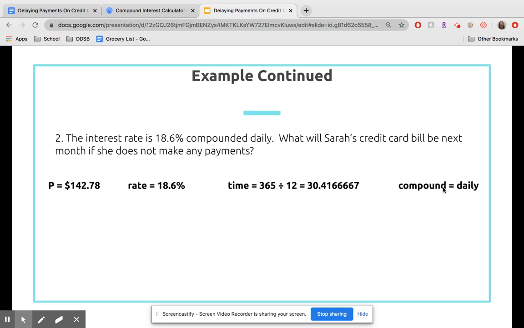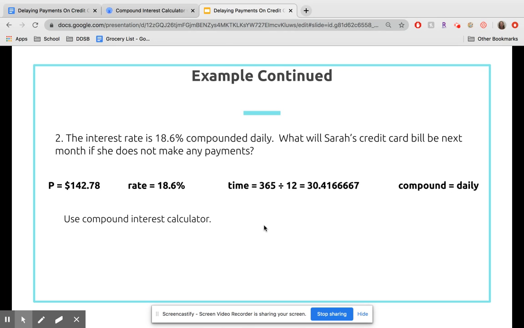So the principal will be $142.78. This is the amount that we need to pay off. The rate is 18.6%, and the time, since it's going to be compounded daily and we're talking about a one-month period, is in terms of a month. So there's 365 days a year. We need to divide that by 12 to know how many days are in a month. And we do get a decimal here, but the way credit cards work is that they go based off of 30.41666667 for the time. And then it's compounded daily.